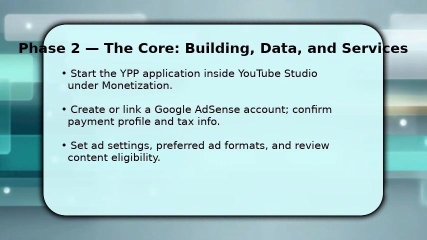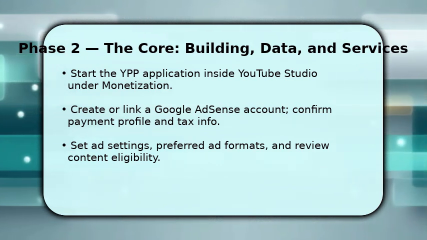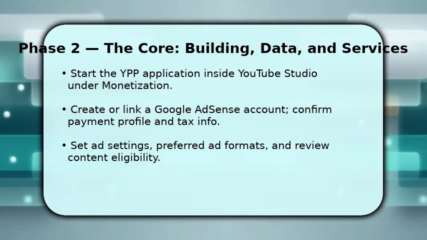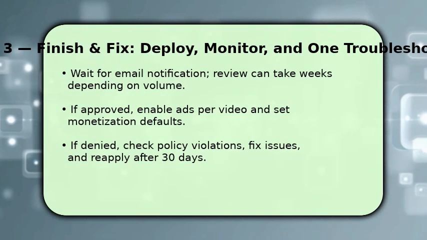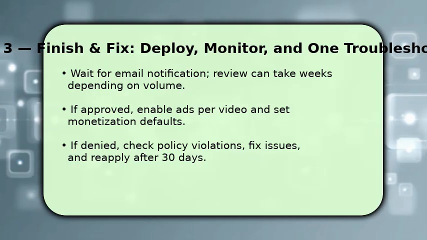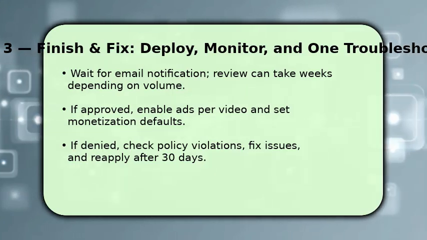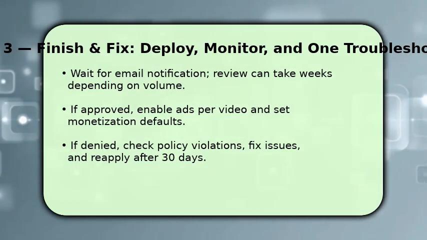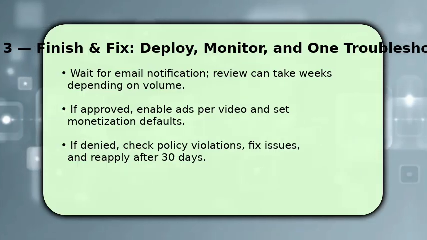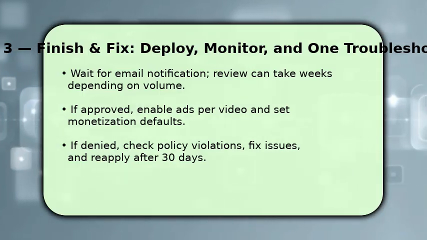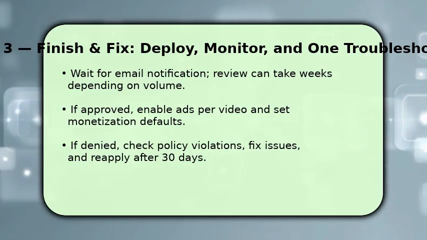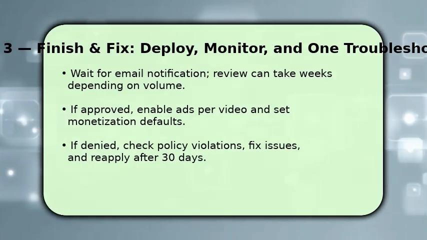YouTube will queue your channel for policy and content review. After submission, YouTube reviews your channel for policy compliance and original content. Wait for an email that confirms approval or denial. If approved, enable ads on each video and set channel defaults so new uploads monetize automatically, and confirm AdSense payout settings. If denied, carefully read the reason.